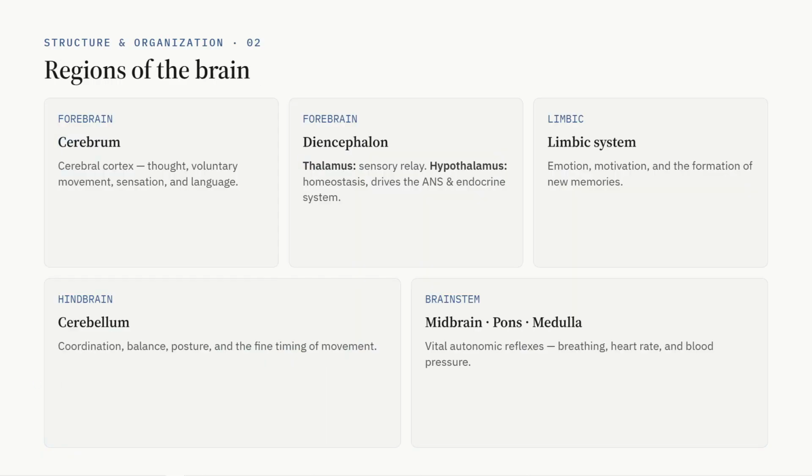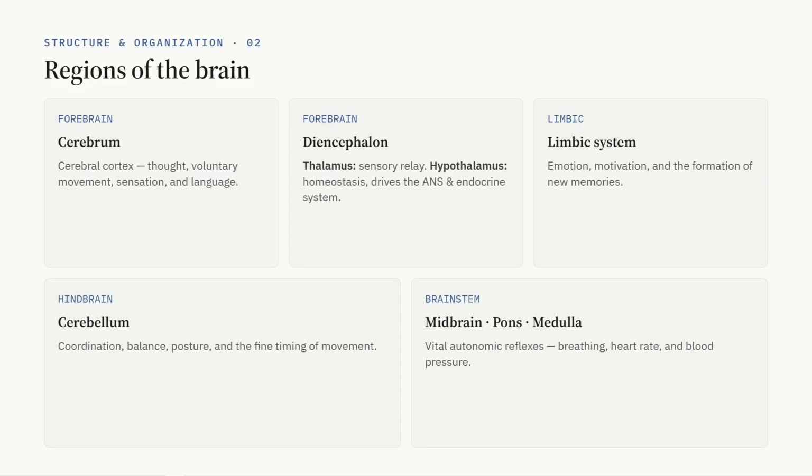5 regions, 5 jobs. Let's keep it clean. The cerebrum, with its wrinkled cortex, handles the higher functions: thought, voluntary movement, sensation, and language. The diencephalon sits underneath and contains two key structures: the thalamus, which is the great sensory relay station, and the hypothalamus, the master controller of homeostasis, that drives both the autonomic system and the endocrine glands.